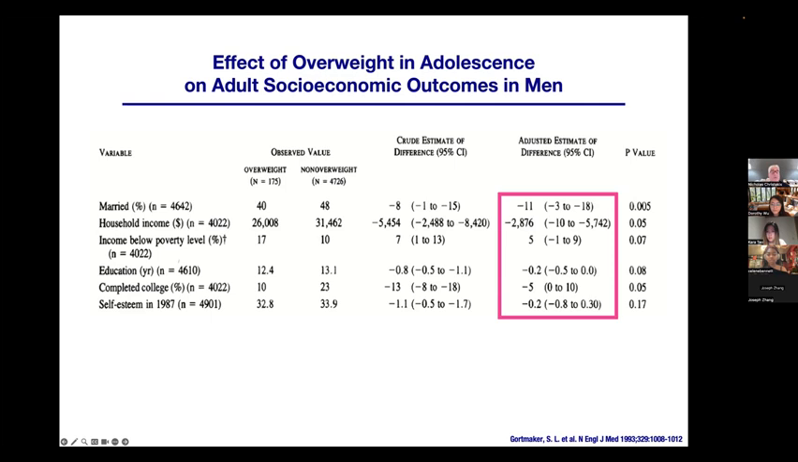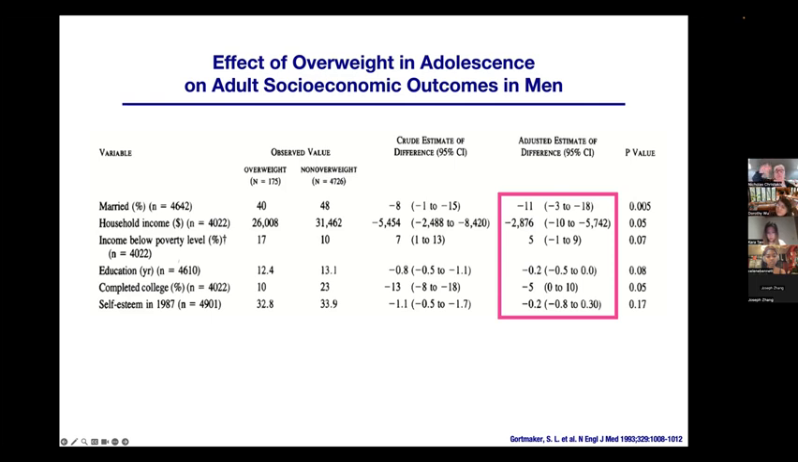So how did being overweight affect you? And was it worse, let's say, than these other conditions? Men who had been overweight were less likely to be married. For example, they were 11% less likely to be married compared to men who had normal weight 7 years later. They also earned less. They earned about $2,876 less. And they were less likely to have completed college, and they had slightly lower self-esteem.